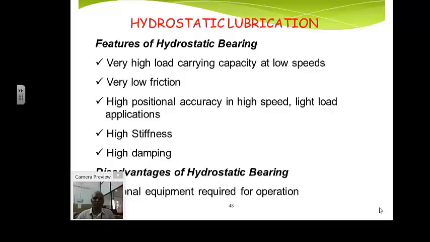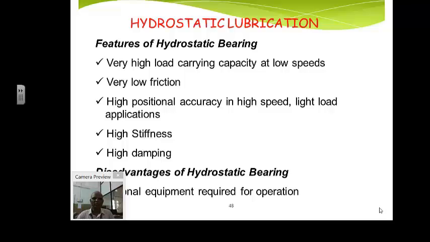The oil flows into the recess region and flows radially outward, and due to the motion of the oil, which is under high pressure, a load can be supported on the runner portion. The features of a hydrostatic bearing: it has very high load carrying capacity at low speeds. We know that a general bearing can be operated at high speeds, whereas a hydrostatic bearing can be operated at low speeds. It has a very low coefficient of friction.